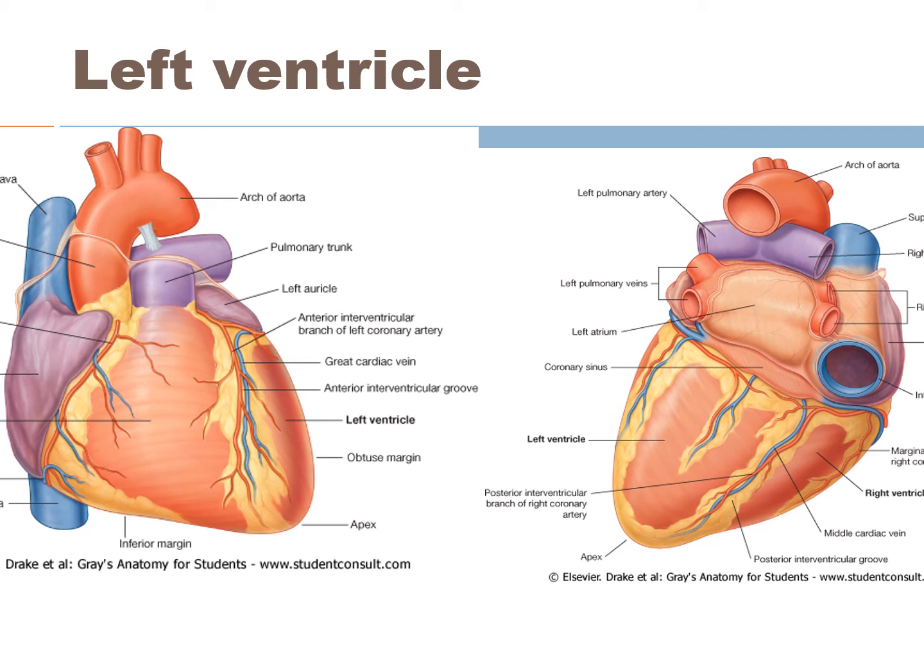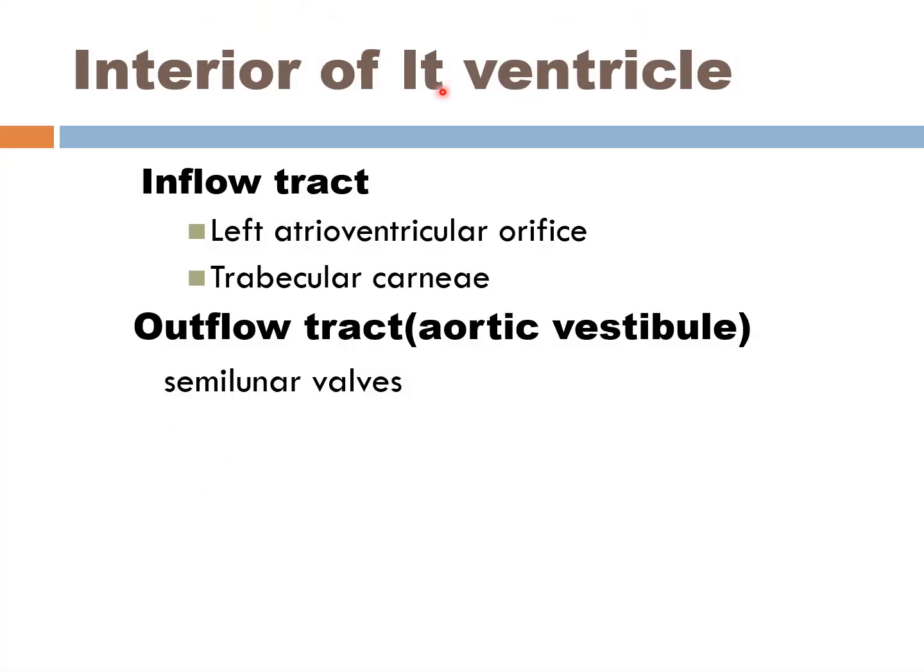Where does it extend from and to? Externally, left ventricle is separated from this mediastinal surface of this left lung by the pericardium, left phrenic nerve, and the pericardiophrenic vessels in mediastinal pleura. Now interior of this left ventricle. Inflowing tract and outflowing tract. Inflowing will have the left atrioventricular orifice, trabeculae carneae. Outflowing tract will have the aortic vestibule and semilunar valve. So it divides the interior of this left ventricle into two parts, inflowing tract and second one is the outflowing tract.